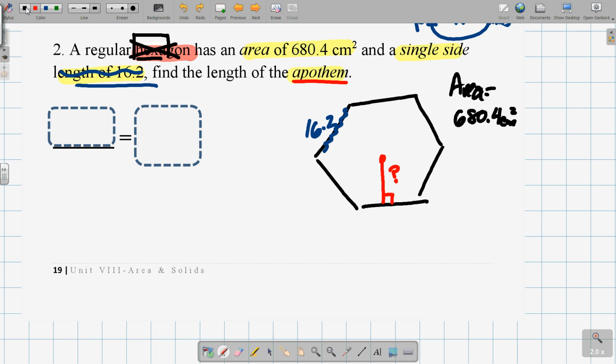Let's write our equation out. For area, we have area equals perimeter times apothem over 2. Let's circle plug check what we have here. Always physically circle your equation. So we're going to circle the word area. Plug it in.